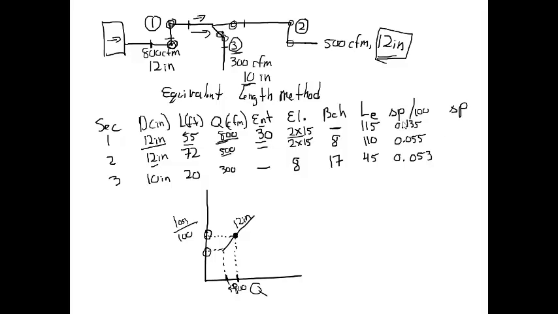That would give you a total loss. So if you go ahead and take 115 feet, and then you do the math for 0.135 inches of water loss per 100 feet, you should get a total of 0.15 inches of water for the loss of section 1, 0.061 for section 2, and 0.023 for section 3.